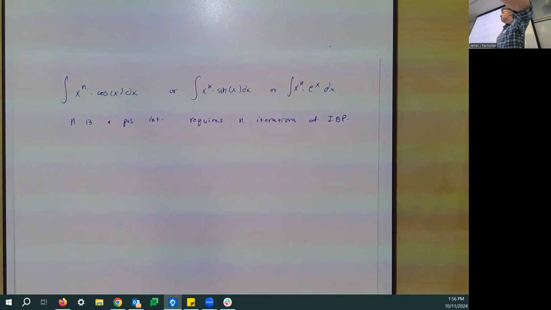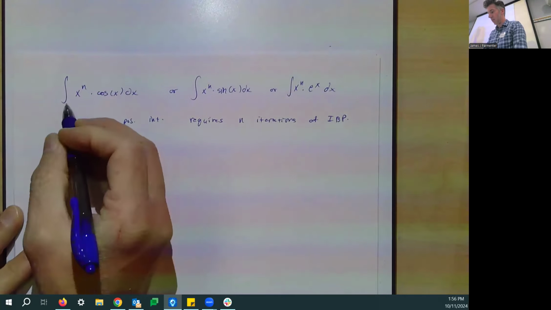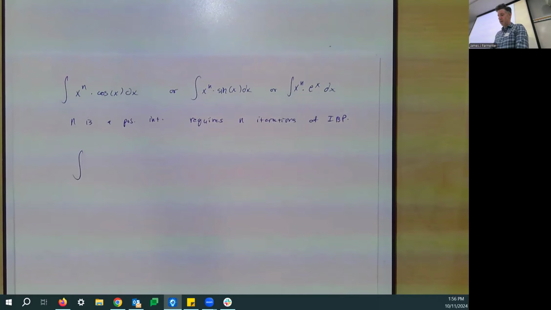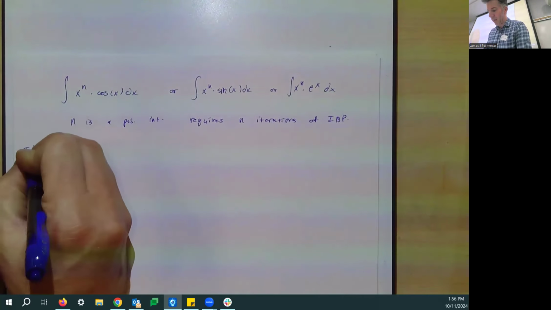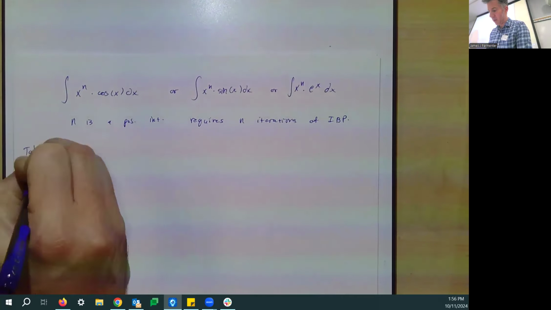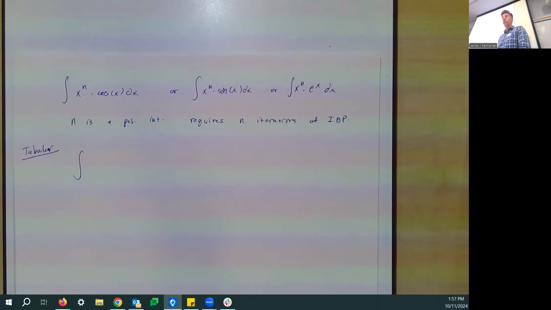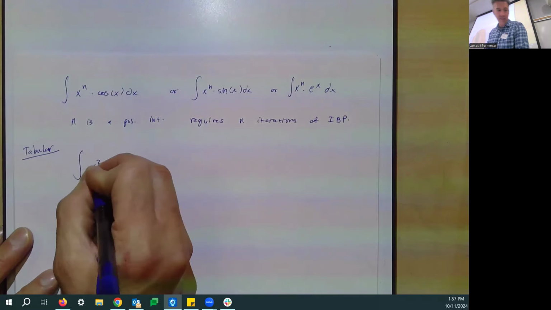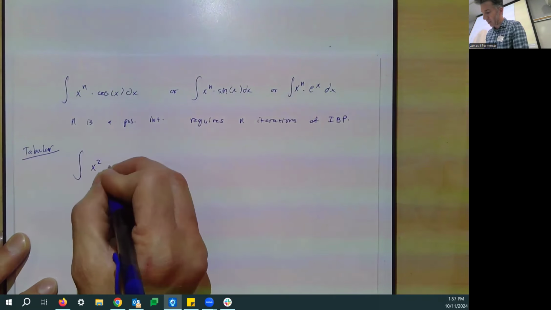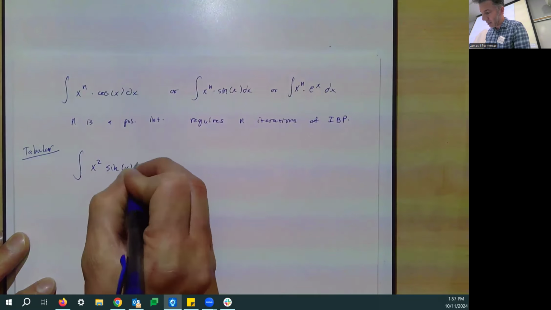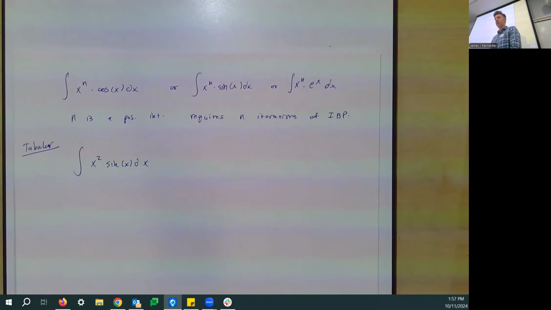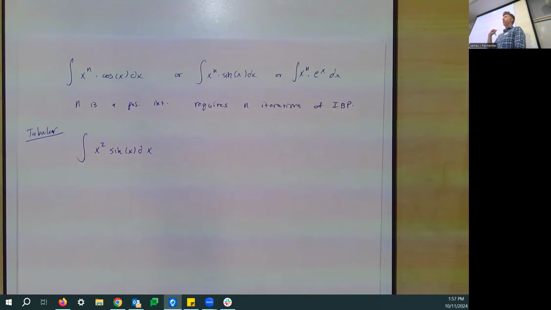The good news is there's a shortcut. There's a shortcut for integrating these 3 types of integrals, and the shortcut is called tabular integration. Literally using a table. So if I was going to try to integrate the same thing I just integrated, x squared sine of x, here's the short, fast way of doing it. What would I pick for u here? x squared or sine of x?